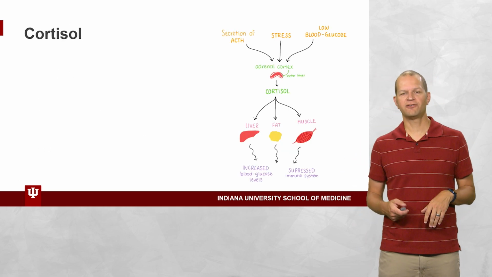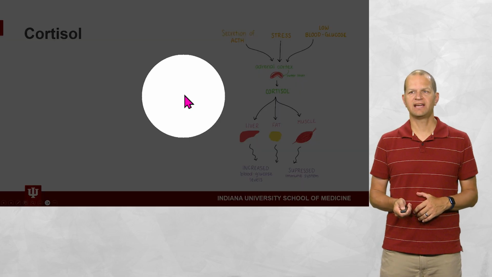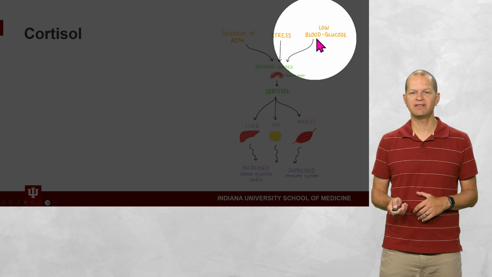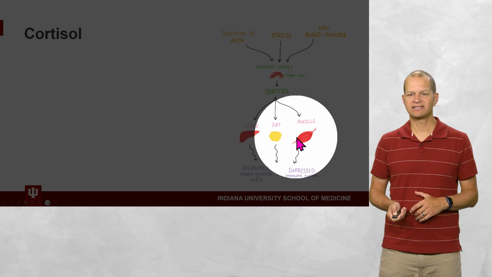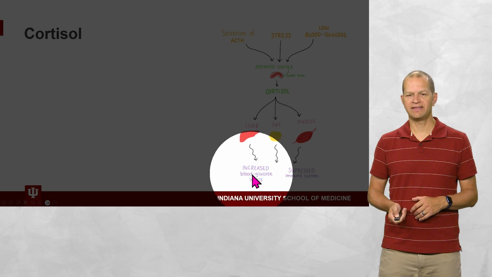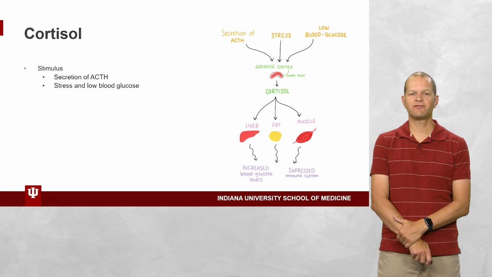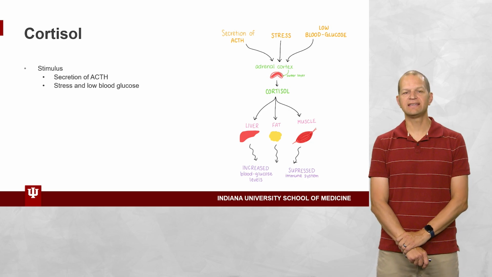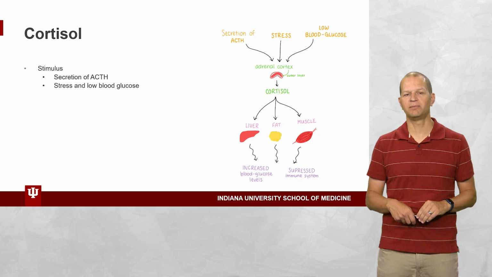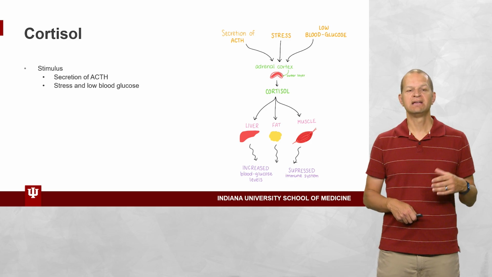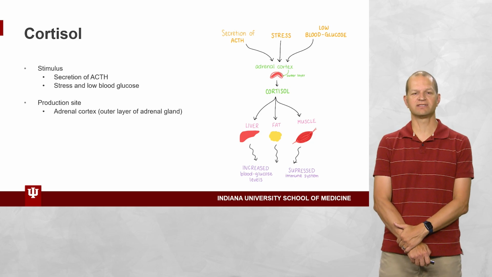And before I go any further, I just want to remind you how these diagrams are organized. So up top, up here, we've got kind of the stimulus. Up here, we've got the production site. The next is the target cells, and then at the bottom is the effect. Okay, so as you can see from the diagram, cortisol is released when ACTH, which is released from the anterior pituitary, is released. Stress and low blood glucose will also cause the adrenal gland to release cortisol.